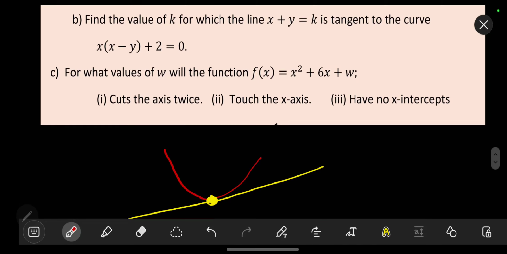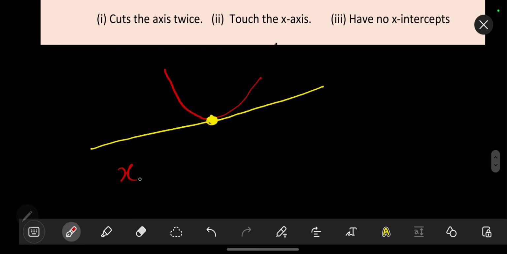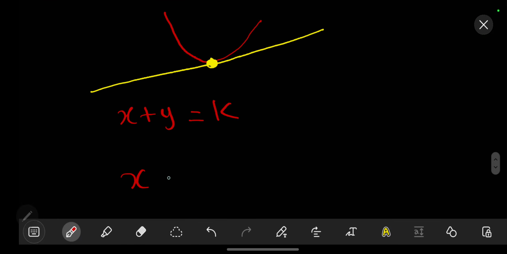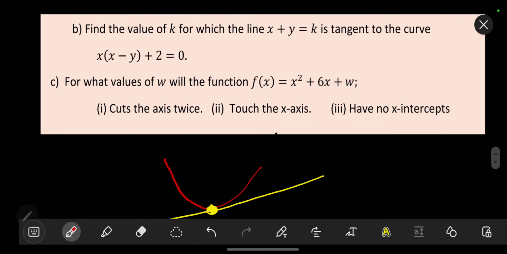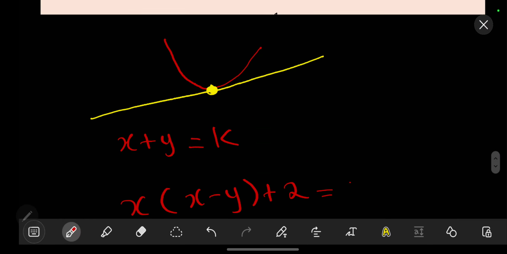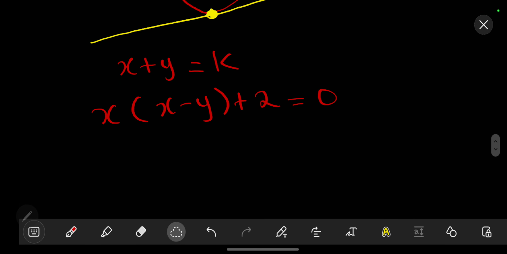So now what we are going to do is get both of these equations. For one equation it says x plus y should be equal to k. Then for the other one, we have x, open brackets, x minus y, then plus 2, and this should be equal to 0. Remember, they want us to find the value of k. So we get both of these equations.